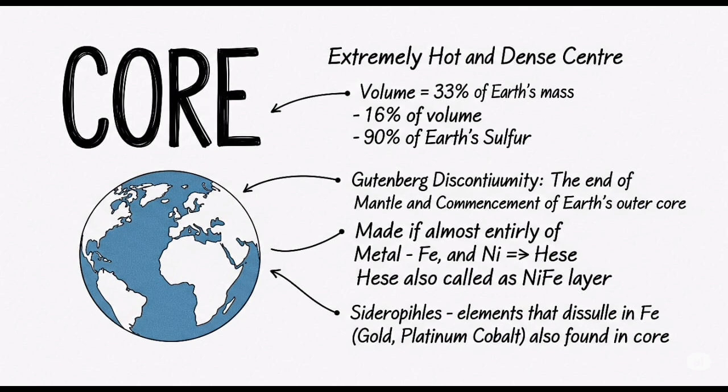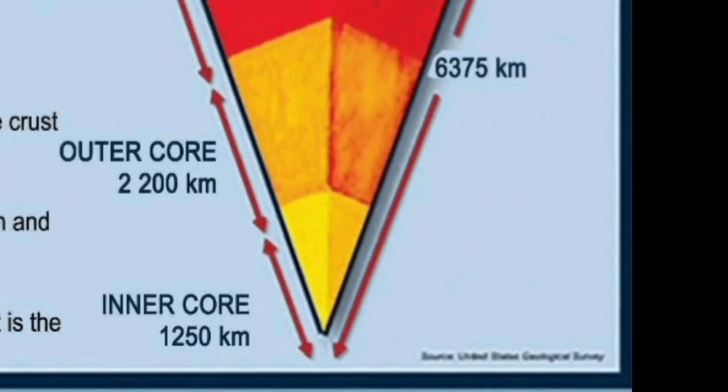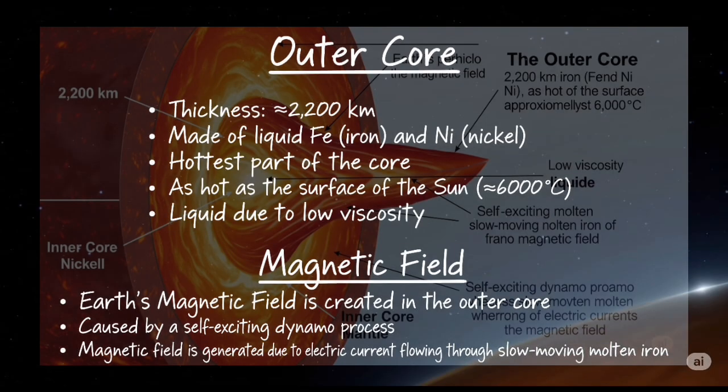The Gutenberg discontinuity lies at the end of the mantle and the commencement of the Earth's outer core. This region is entirely made up of nickel and iron metal, hence also called the nickel-iron layer. 90% of the Earth's sulfur is present in the core. The core is further divided into two parts, outer core and inner core. The outer core is the hottest part of the core.